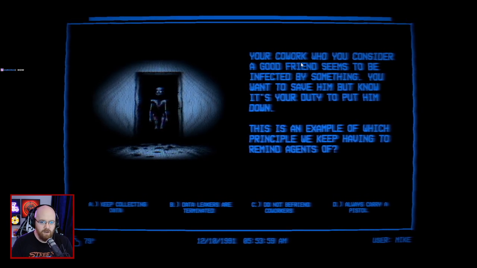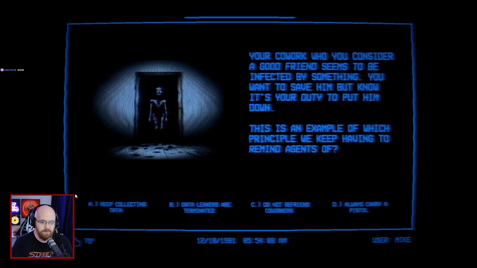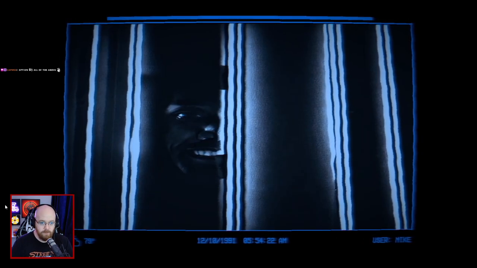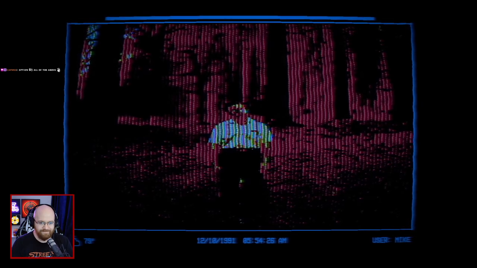Choose a credit. Shadow people. We're so good at this. Your co-worker, who you consider a good friend, seems to be infected by something. You want to save him, but you know it's your duty to put him down. This is an example of which principle... Don't befriend co-workers. Are you serious? Fucking hell. Yep.